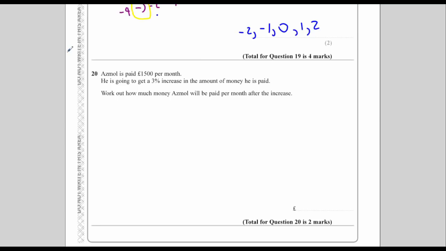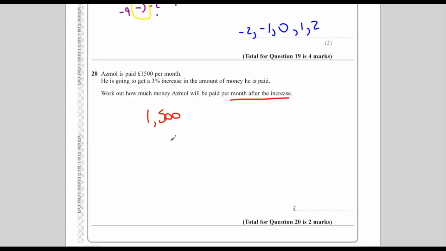Question 20. Asmal is paid £1,500 per month. He is going to get a 3% increase in the amount of money he is paid. Work out how much money Asmal will be paid per month after the increase. There's different ways to do this. I'll show you a way without the calculator because we don't have a calculator.